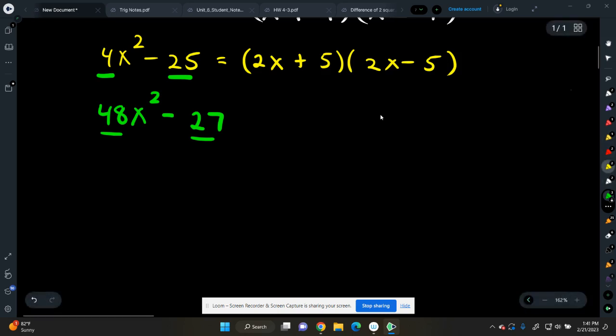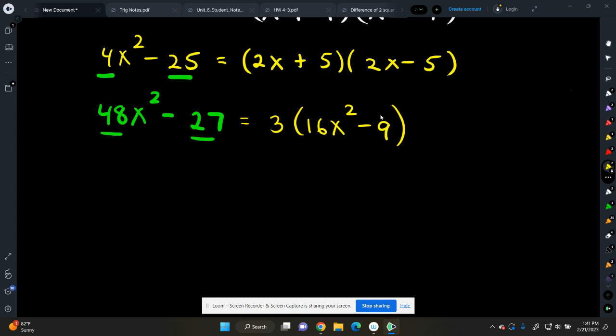What can I take out of both 48 and 27? So let's think it through. Does 2 go into 48? Does 2 go into 27? No, so 2 won't work. Does 3 go into 48? Yes, 3 goes into 48 16 times. Does 3 go into 27? How many times? All right, so I'm going to take a 3 out. Leaves me 16x squared minus 9.